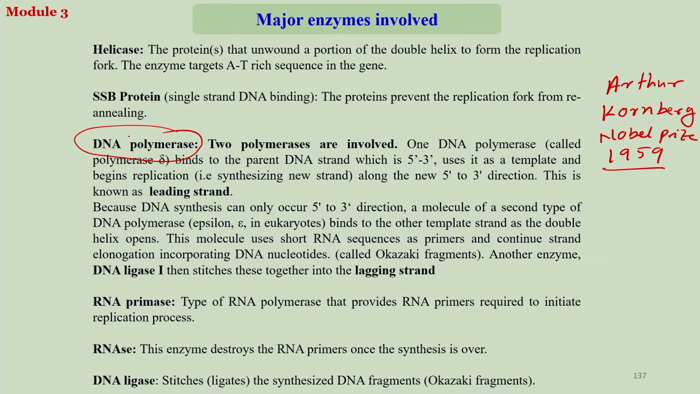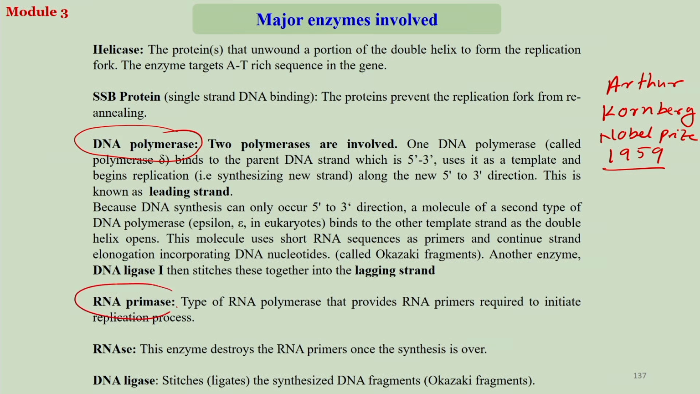Here, DNA polymerase is the enzyme that helps synthesize the complementary strand, and there will be 2 different DNA polymerases that we will be needing. I will come back to that again later.